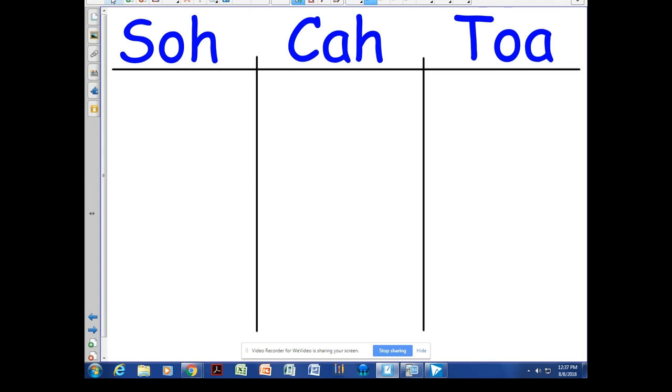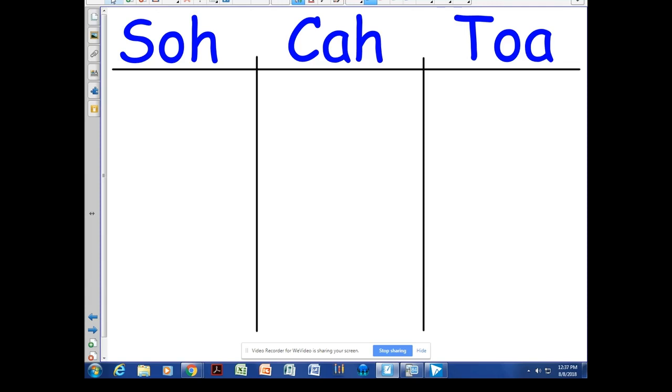Now, many of you have already seen these three funny words: SOH, CAH, TOA. These three words are extremely helpful in helping us create our right triangle trigonometric equations. Let's see how they work.